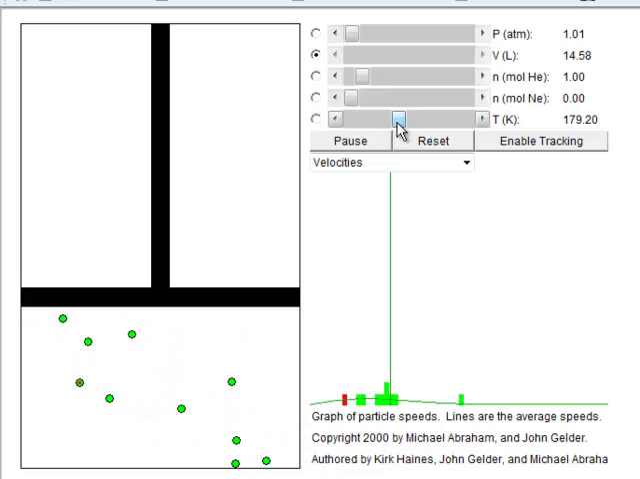So temperature and volume are directly proportional. As one goes up, the other goes up. As one goes down, the other goes down.